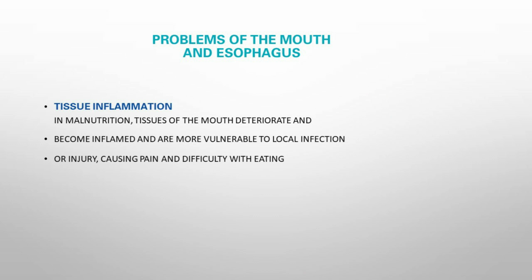Teeth and jaw muscles in the mouth work together to break down foods into a form that can be easily swallowed. Conditions that interfere with this process interfere with nutritional intake. Tissues of the mouth often reflect a person's basic nutritional status. In malnutrition, tissues of the mouth deteriorate and become inflamed and are more vulnerable to local infection or injury, causing pain and difficulty with eating.